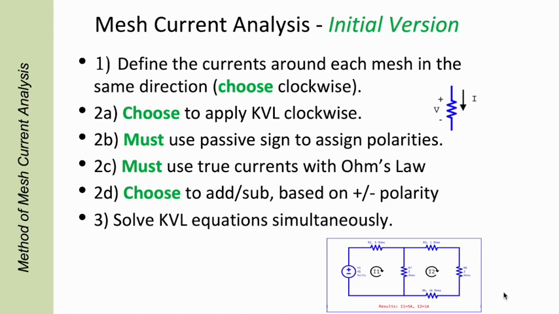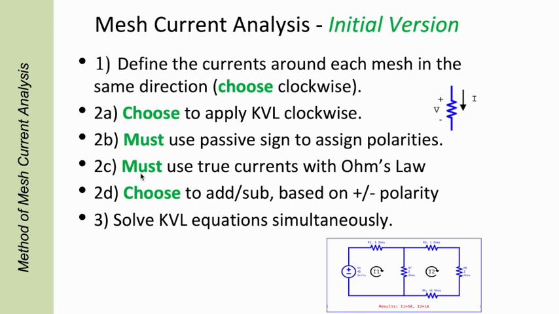Here's the initial version of our mesh current analysis algorithm, and this will work fine with voltage sources. Define the currents around each mesh. I'll choose clockwise. We then choose to apply KVL clockwise. A number of these steps will be familiar to you, thinking back to Kirchhoff's voltage law, KVL. Then we must use passive sign to assign polarities.